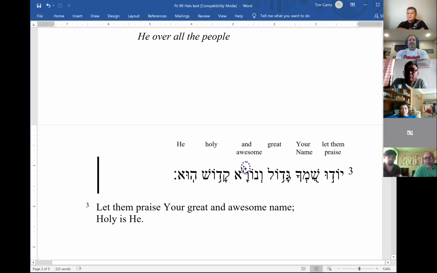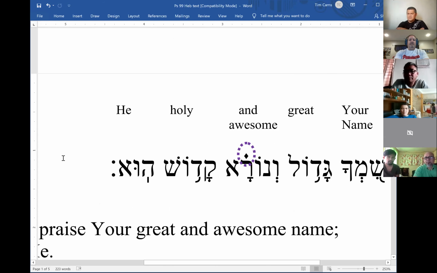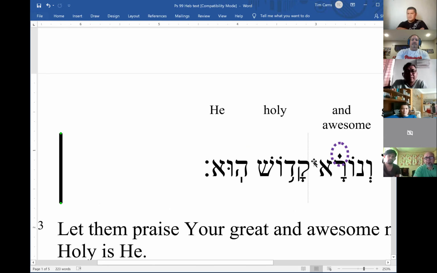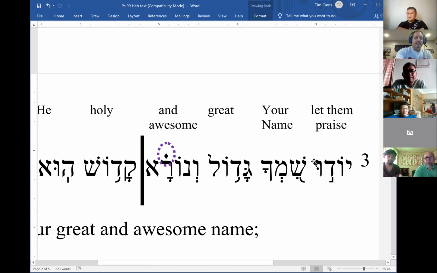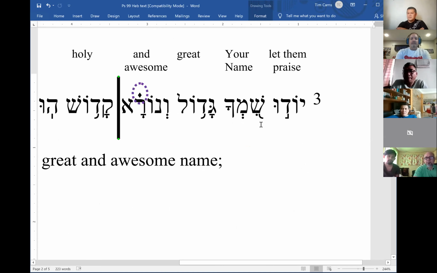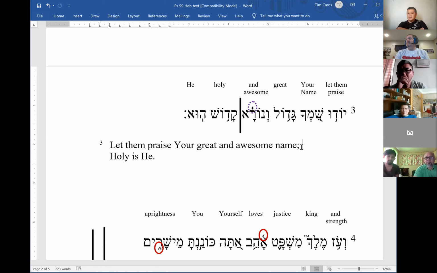And then notice, do you see that in purple there? I'll expand it a little bit. You guys see that? There's another accent mark. And so that is where it's divided. And let's look and see what the translation did. Let them praise your great and awesome name. That's what they did. And then divider, holy is he. Next line. Okay?